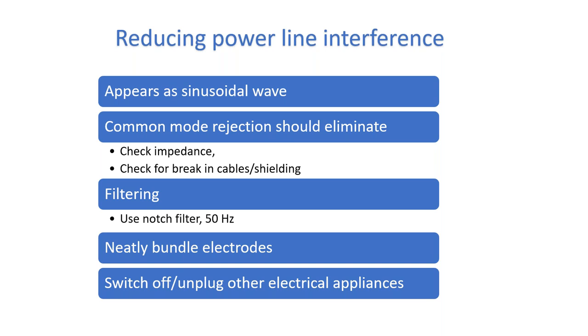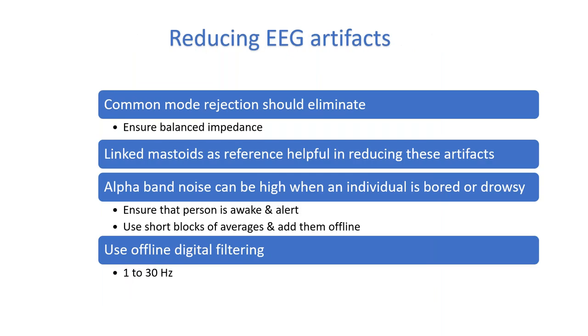Some people may ask, why don't you keep the notch filter on all the time? Because again, it depends on what potential you're recording. When I'm recording cortical evoked potentials, 50 hertz also gives me some information, meaning the cortical evoked potentials also have some energy at 50 hertz. So when I use a notch filter of 50 hertz, it can actually reduce some of the actual signal, that is, it can reduce the cortical potentials. It will also reduce the electrical artifact. So don't use it as a first option. If you're not able to eliminate electrical artifacts, then use this.